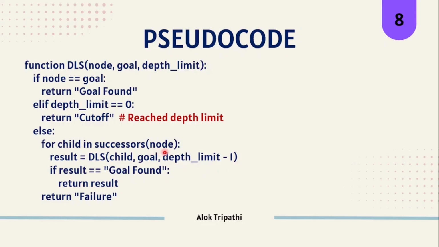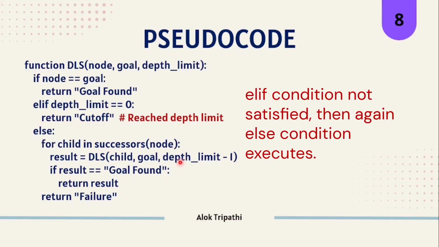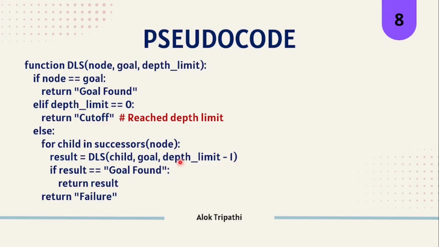Since we are exploring this child of this node, it is obvious that that child would be one level below this node. That's why we are passing depth limit minus 1. So on the recursive call, again these two conditions would be checked. If node equals goal, goal found. Otherwise, if depth limit reaches 0, then return cutoff. So this process will keep on happening recursively.